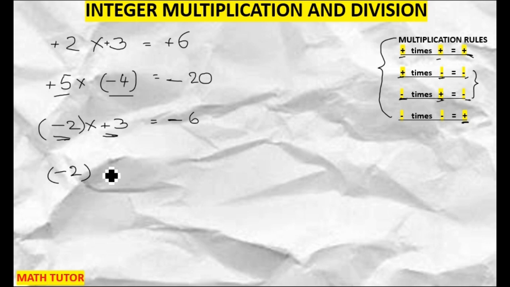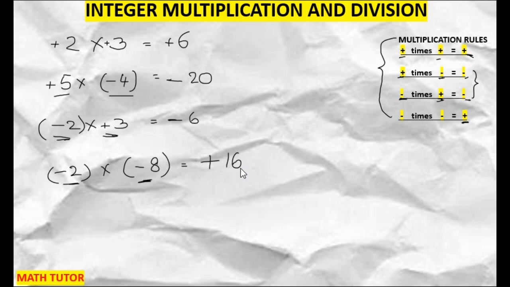Suppose we have two negative integers here. A negative integer, and there's one more negative integer here that we are multiplying. So a negative integer times a negative integer, the result will have a positive sign, and 2 times 8 equals 16.